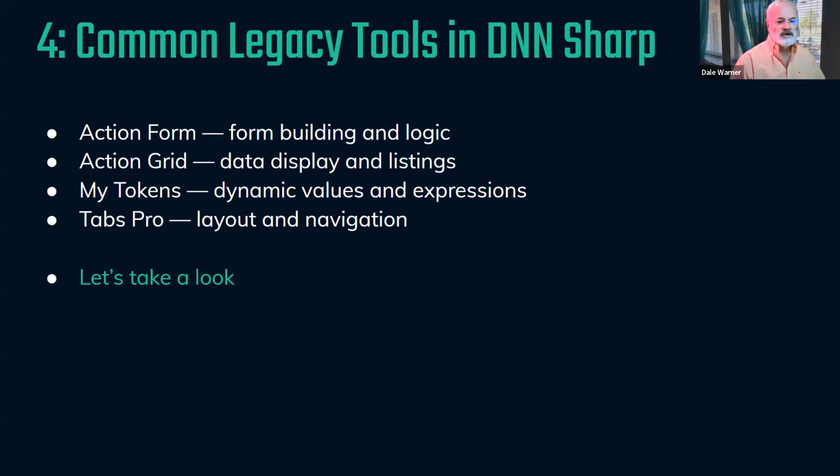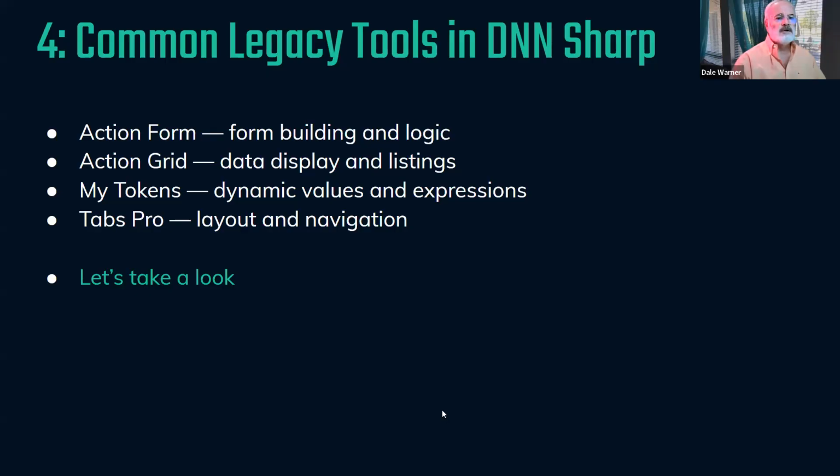Our most popular earlier tools were these four. There was a tool called Action Forms, which allowed you to build forms and collect data or display data. Action Grid, which was a display product to display listings of information. My Tokens, which let you display values and compute expressions, do a wide range of things. And then Tabs Pro is just a way to lay out and navigate your pages better by taking more advantage of the real estate of a given page.